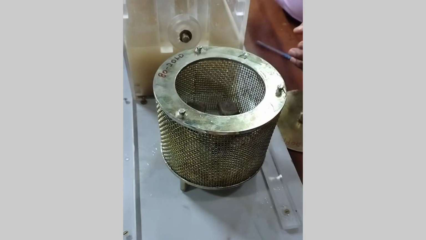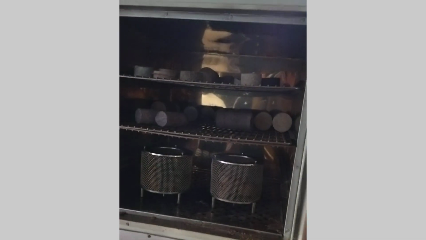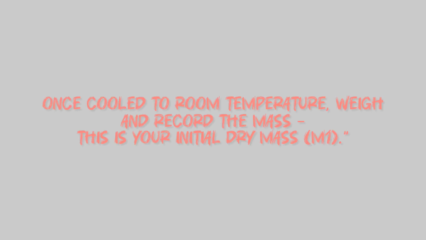First, select 10 rock pieces weighing between 40 to 60 grams each. Dry these in an oven at 105 degrees Celsius for at least 16 hours. Once cooled to room temperature, weigh and record the mass. This is your initial dry mass, labeled M1.